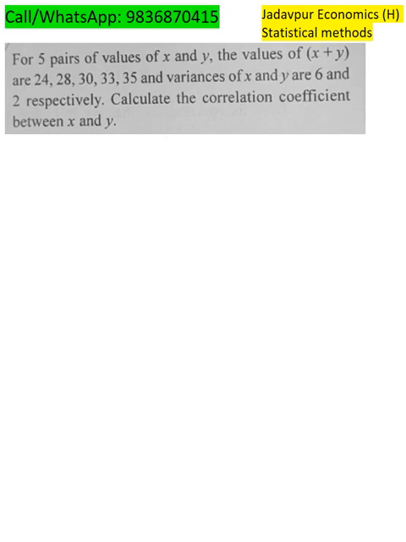Hello students, today we are solving Jadavpur Economics Honors questions for statistical methods. So this question is about correlation coefficient we have to find out. So we are given 5 pairs of values of x and y and the values of x plus y. So we have to make a table first.